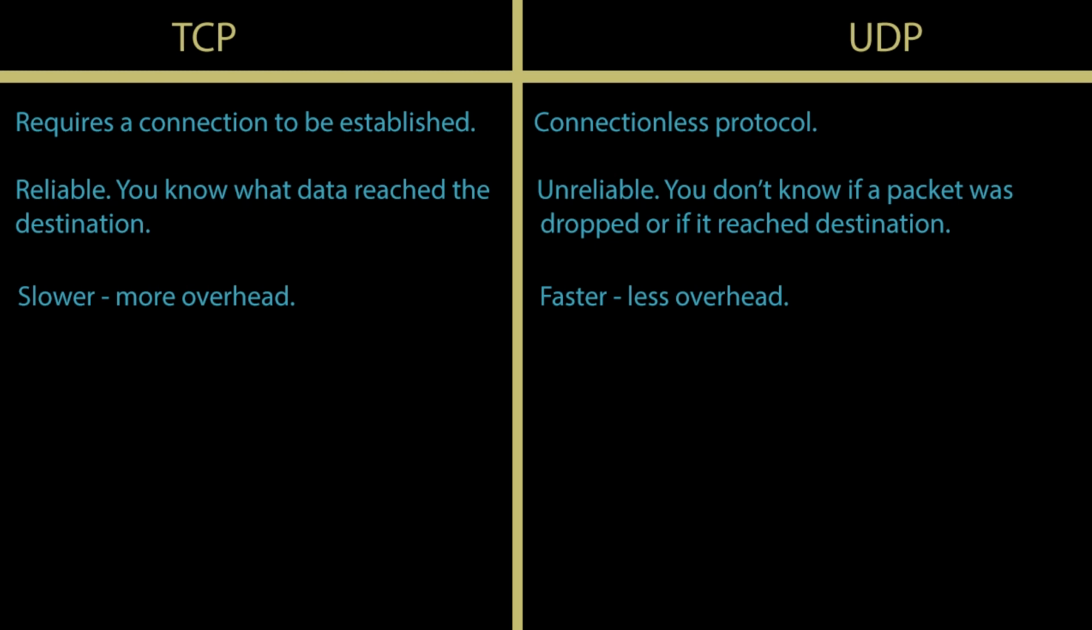TCP is slower, it has more overhead, while UDP is fast, has less overhead. So we know that UDP is unreliable, and TCP is reliable. And UDP is fast, but TCP is slow. So when would we use UDP, and when would we use TCP?